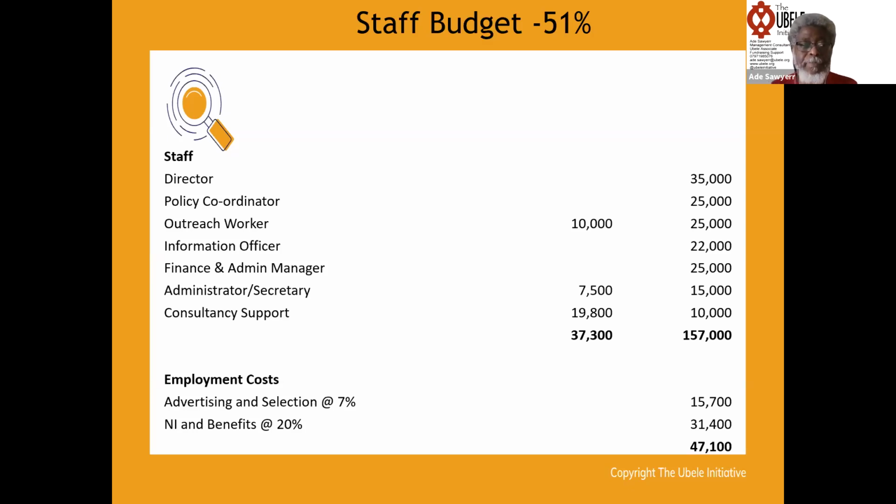And at the top, what I'm stating is that for this particular organization, its staff budget represents 51% of its total income. For some organizations, it might be higher. But since most of us are providing services, we expect that our staff budgets are relatively higher than the other aspects of our budget.